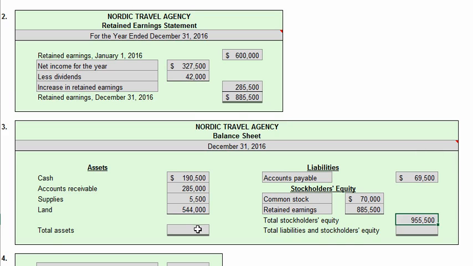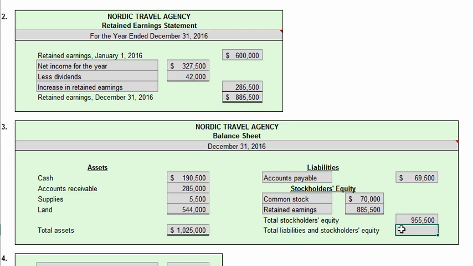Let's go back over here and do total assets, which equals the 190,500 plus the 285,000 plus the 5,500 plus the 544,000, and that gets us 1,025,000 for total assets.